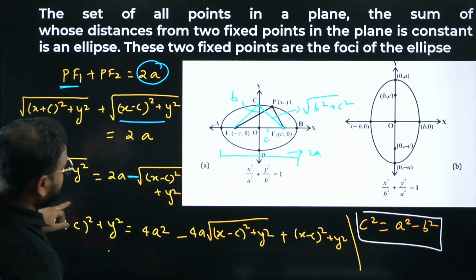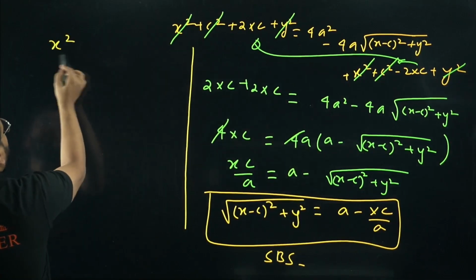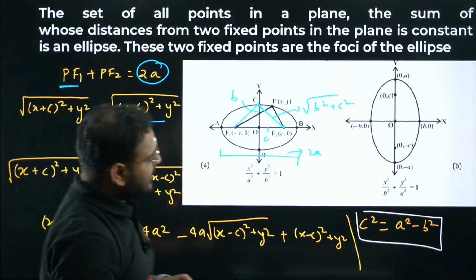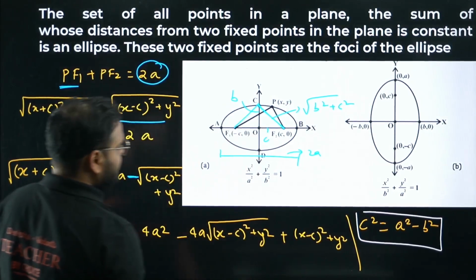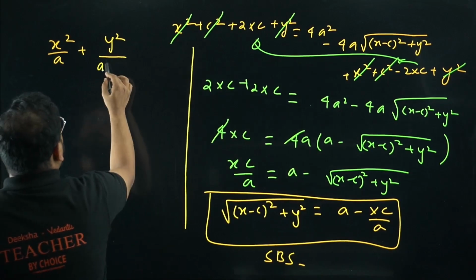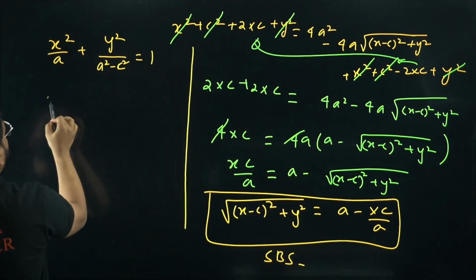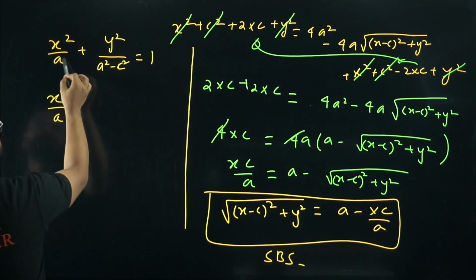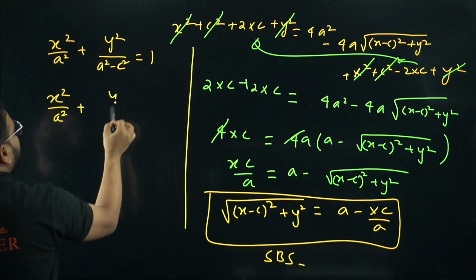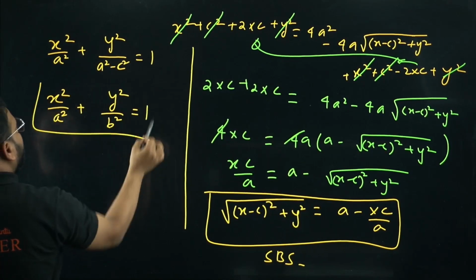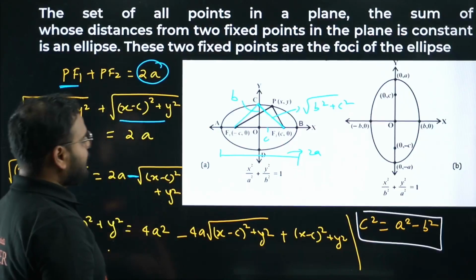x square by a square plus y square by a square minus c square, equals 1. Okay, and you have this value as simply b square, right? And this is your proof for the derivation of your ellipse equation.